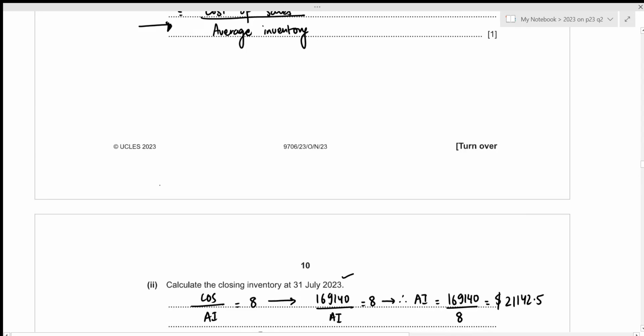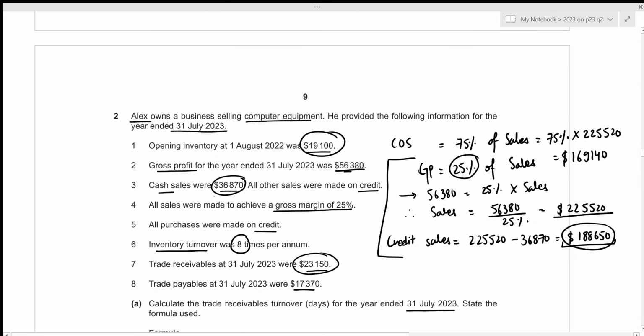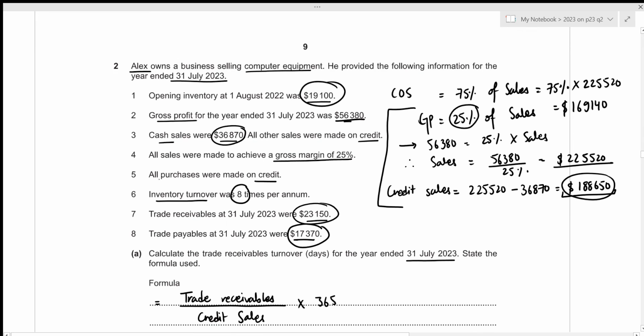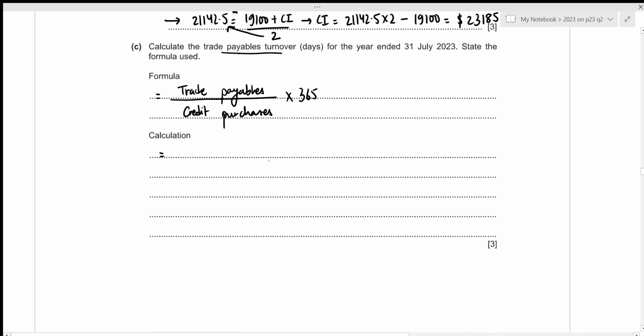Okay, so trade payables is given within our question to be 17,370, and we were told that all purchases were made on credit. Okay, so 17,370. Now for the credit purchases, we need to utilize the formula of our cost of sales. Remember that cost of sales is just opening inventory plus purchases minus closing inventory. In this case, the total purchases is made on credit.